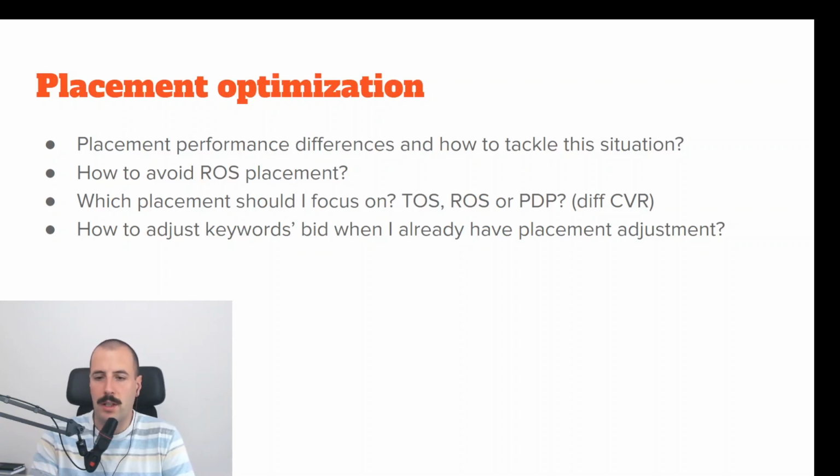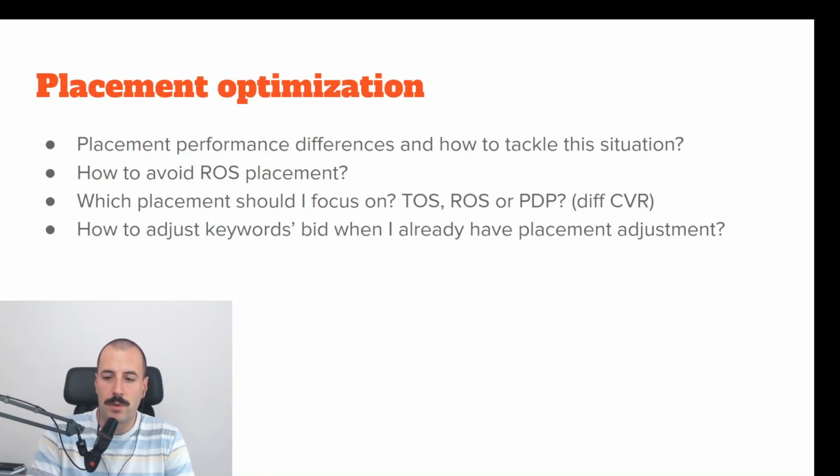That goes to the second question, how to avoid a certain placement. For example, I've seen that some of the products perform best on product display pages. Some of them, I saw that, for example, top of search is having great conversion rates and the lowest CPC. That's also an option. So in that case, you want to drive most of the traffic, if not all, to your top of search. Now, to determine which one is best for you.